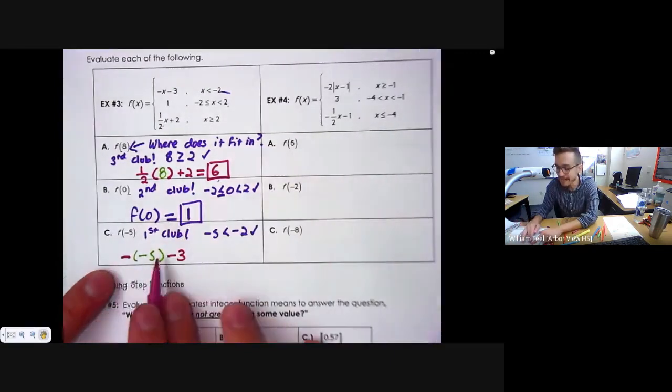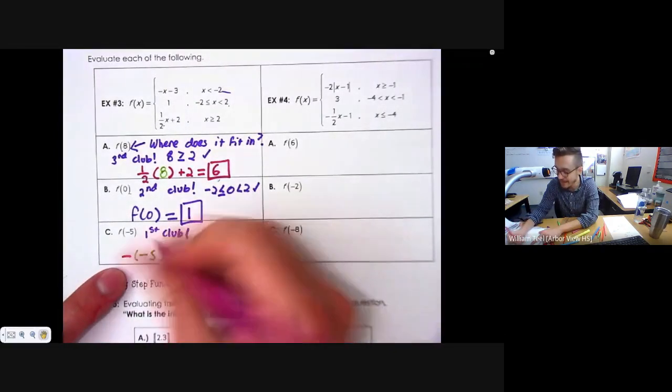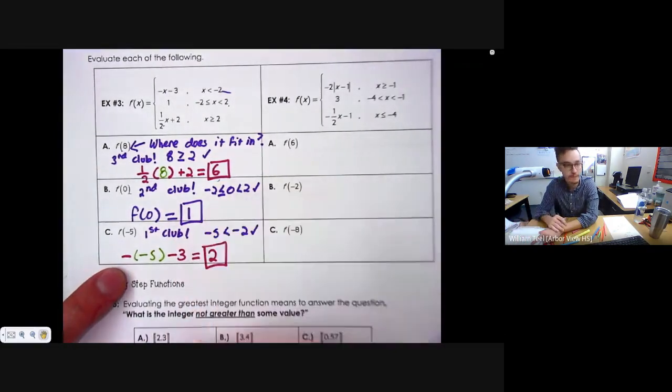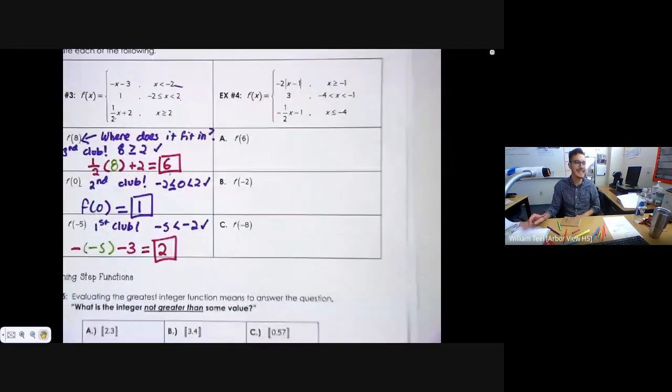Well, if I have -5, that's going to be +5. +5 minus 3 is going to give me +2. All right, so the answer here is +2. All right, let's look at example number 4.